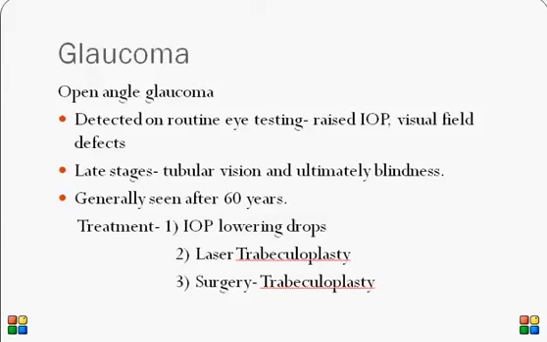You treat it with intraocular pressure lowering drops like prostaglandin analogs like latanoprost, or beta blockers like timolol, or dorzolamide eye drops, carbonic anhydrase inhibitors, and so on. The second treatment option is laser trabeculoplasty, and the third treatment option is surgery, that is trabeculoplasty or trabeculectomy.